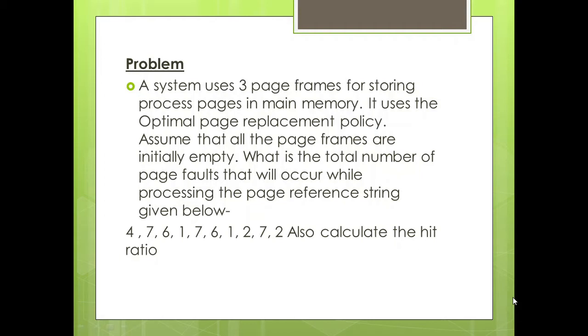We have a problem here. A system is using 3 page frames for storing the process pages in the main memory. It uses the optimal page replacement policy. Assuming that all the page frames are initially empty, what is the total number of page faults that will occur while processing the page reference string? The string is given below: 4 7 6 1 7 6 1 1 2 7 2, and we have to calculate the hit ratio also.